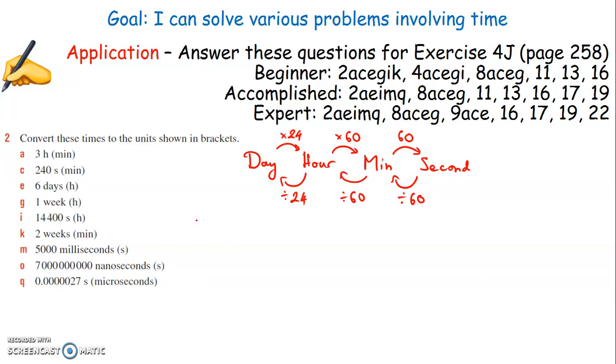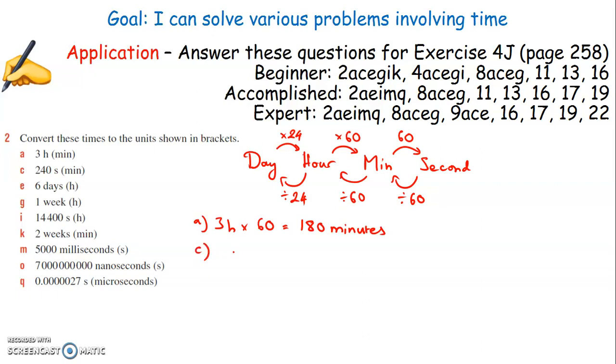Question 2a. So we want to go from hour to minutes. We can see there that we times by 60. You can use a calculator for these questions, but I'm going to do it in my head here. So 3 times 60, that's going to be 180 minutes. So 3 hours is 180 minutes.